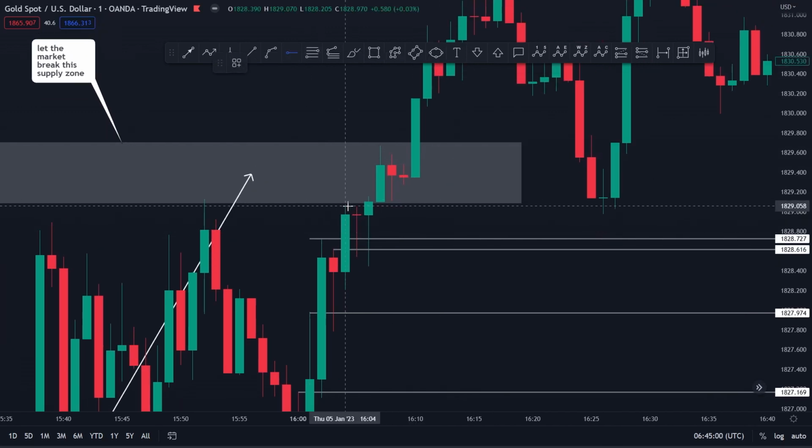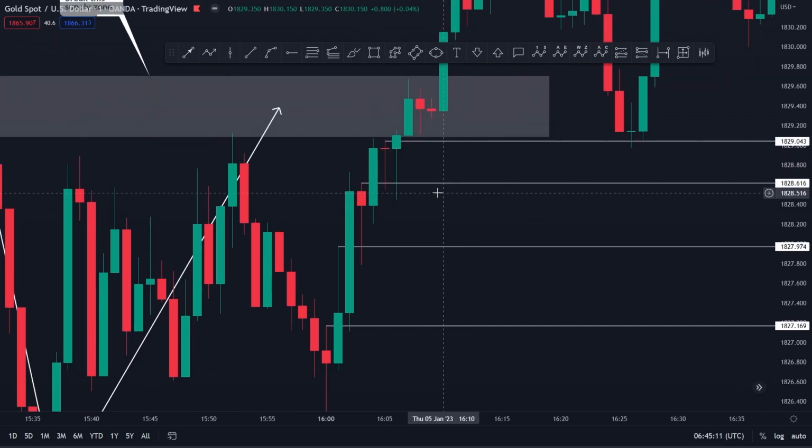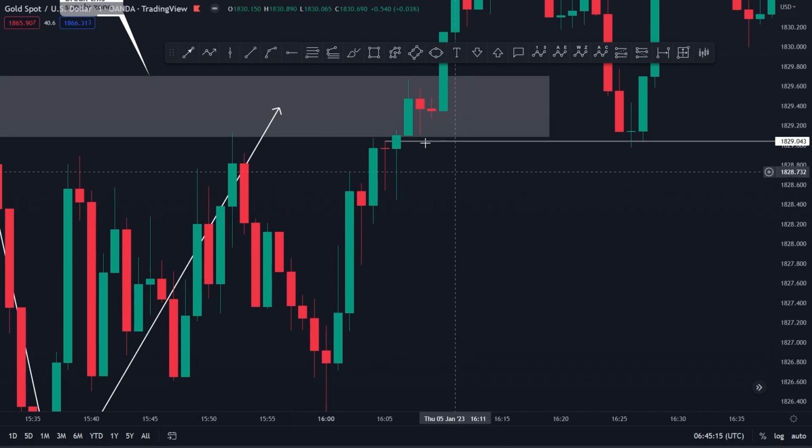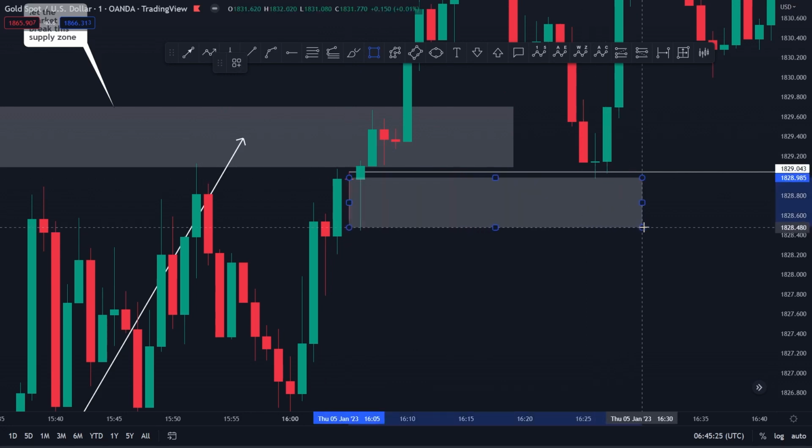But let's look at this one. We have a space around this area here. Okay, this is a fair value gap. So from here, we can see that we have a gap around this area here only. And we can also see that we have a zone. Okay, we have a zone here.